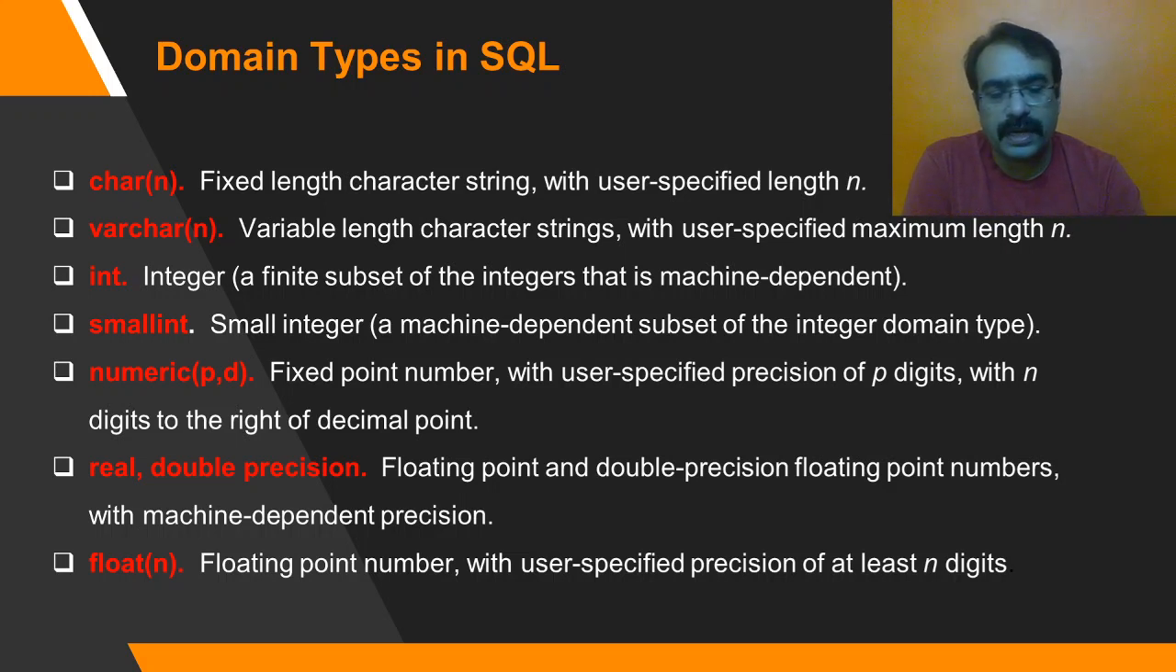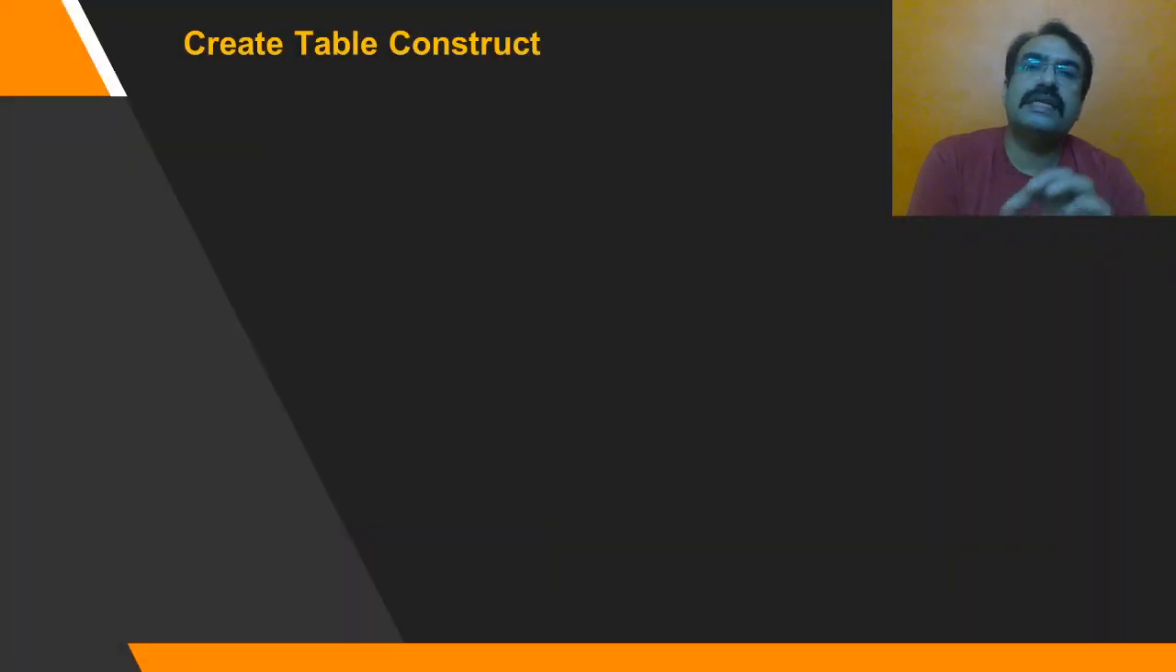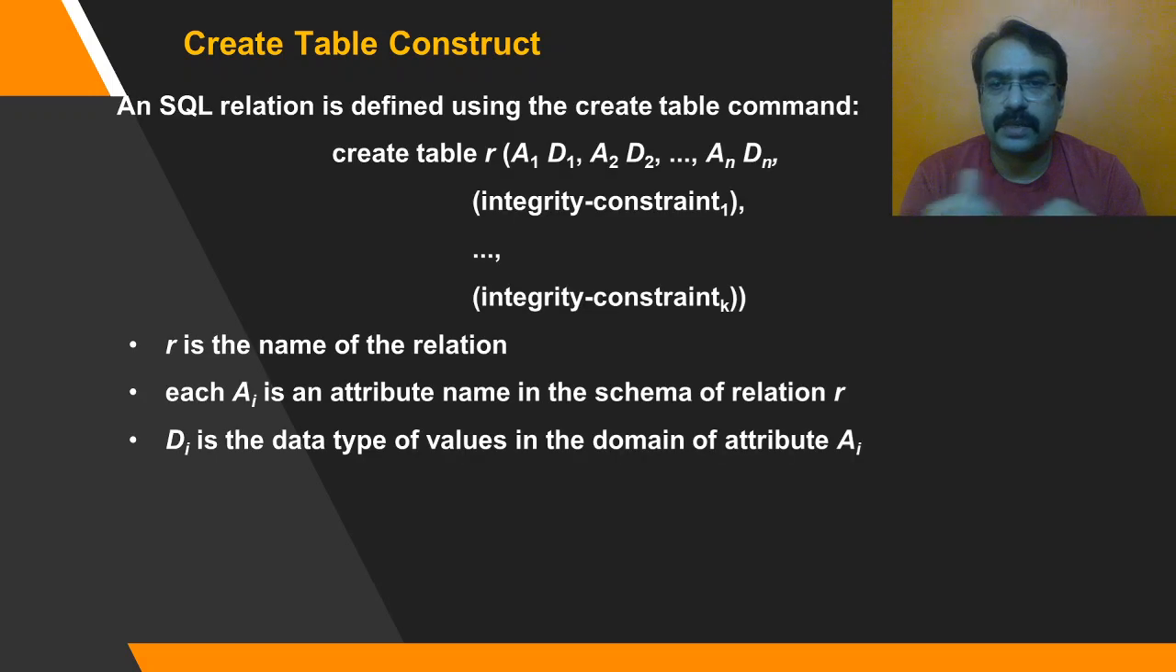So to support that, a few commands are available. The command is the create table construct. So create table is a keyword, then give the table name, that is the relation name, and along with that we can define the aspects. How can it be done? This is the syntax of it.